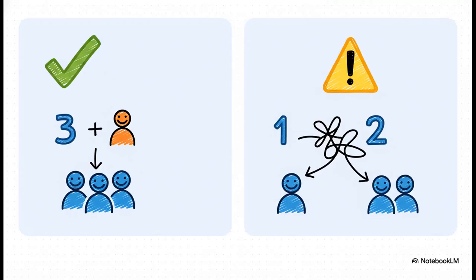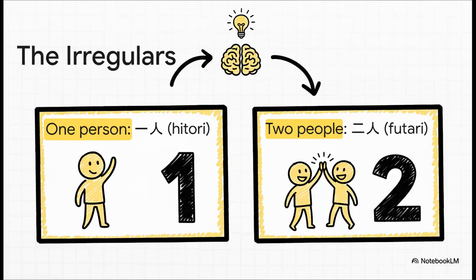And here, you can see that contrast, side by side. On the left, we've got our good old regular pattern. 3 plus the counter gives us san-nin. Simple. But then you look over on the right, and for 1 and 2 people, the logic just goes out the window. These are our irregulars. So here they are, the 2 words you absolutely have to memorize. For 1 person, it's hitori. For 2 people, it's futari. It is never ichi-nin or ni-nin. It's always hitori and futari. Just burn these 2 into your brain, and I promise you've overcome the biggest hurdle.